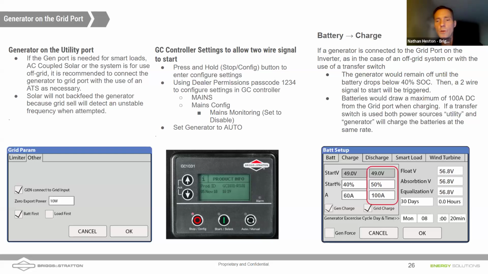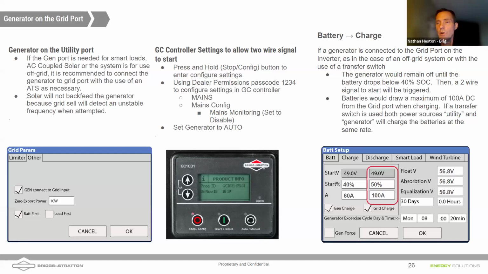So now with the transfer switch bringing the generator in through the utility port, we're going to use that grid charge column to set our two-wire start signal. That's going to come on at 50% in the example I've got here. And the battery charging here, we're looking at 100 amps. That's DC charging to the battery. And so those are the settings that you can see on the screen there.